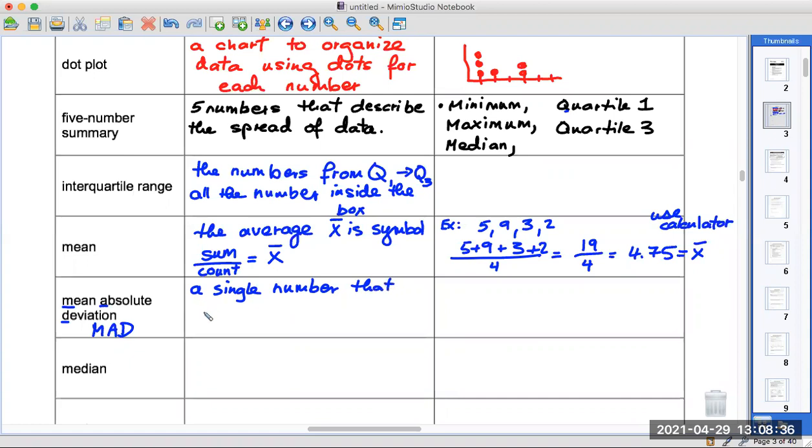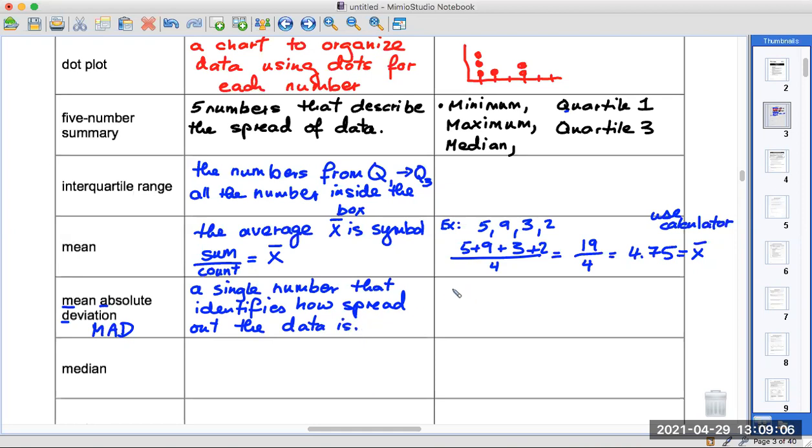Let's say identifies how spread out the data is.